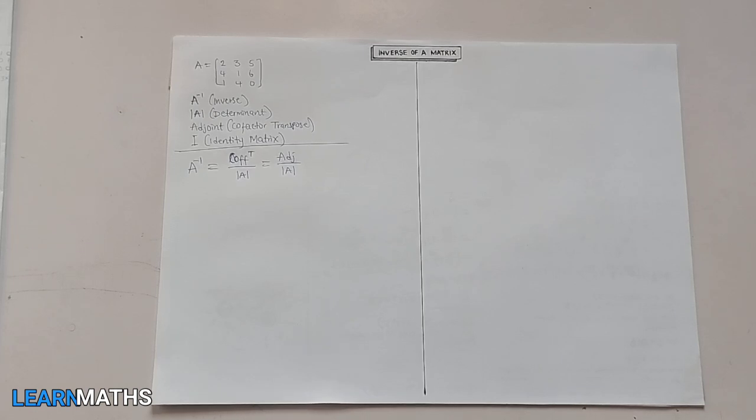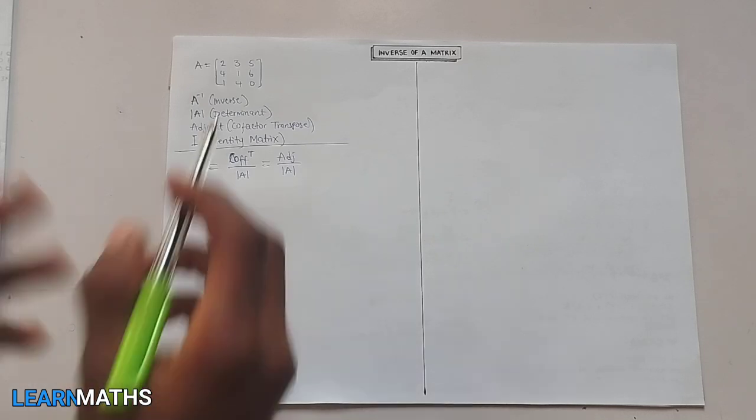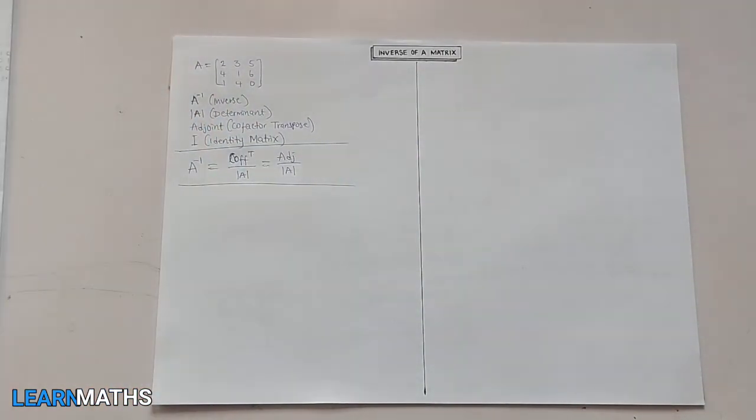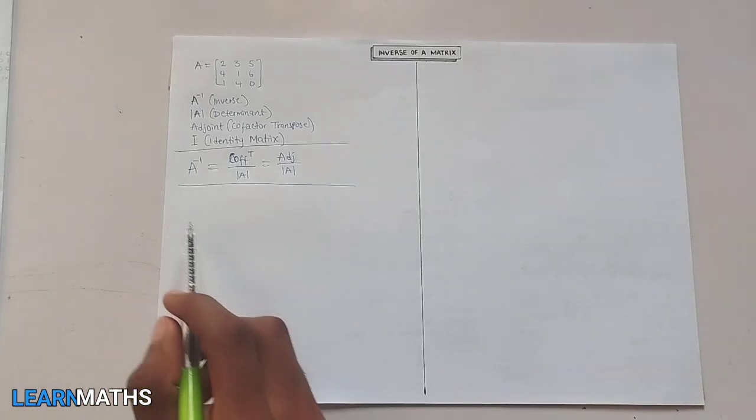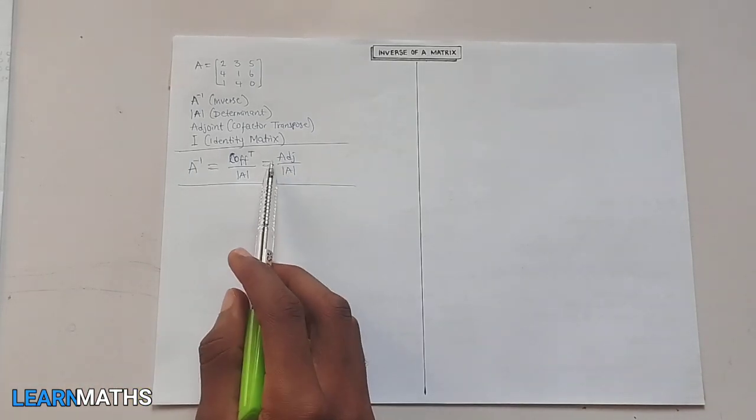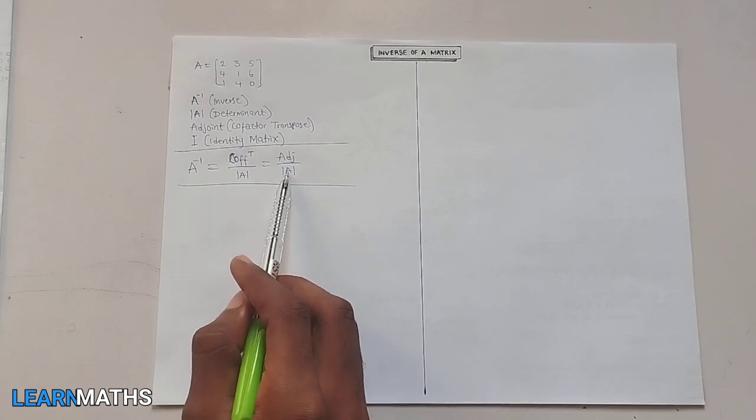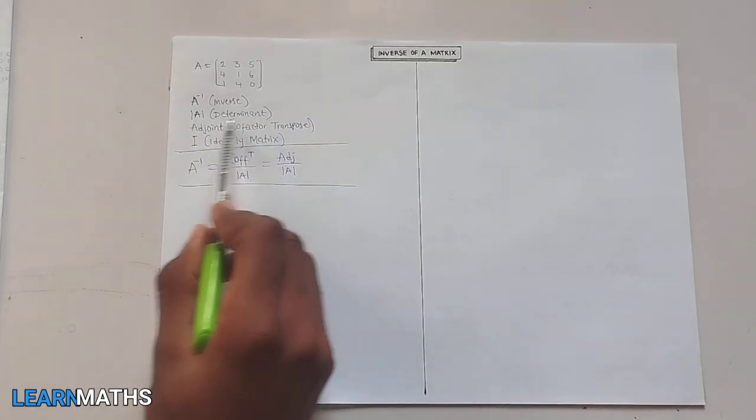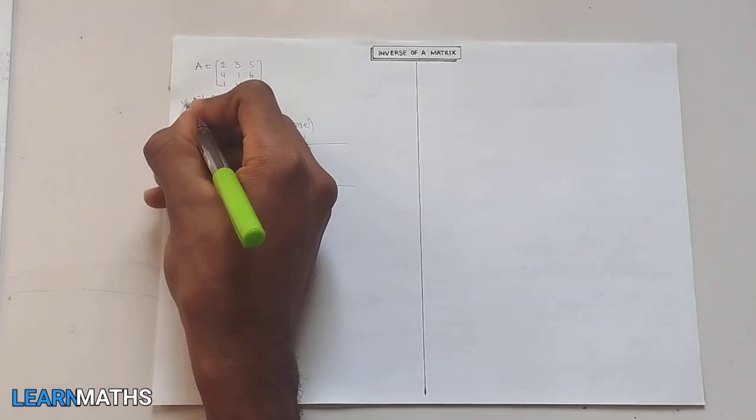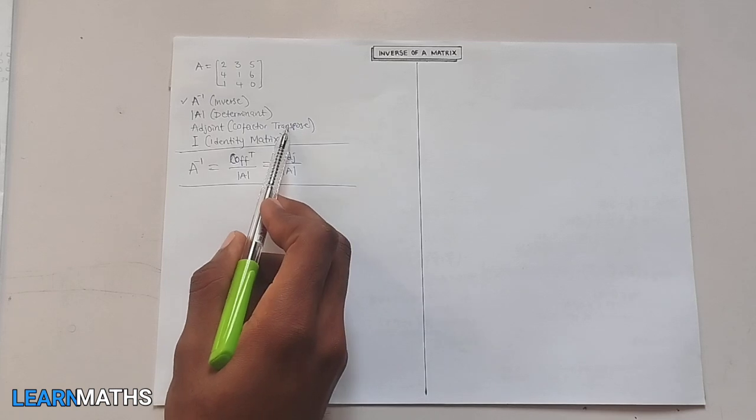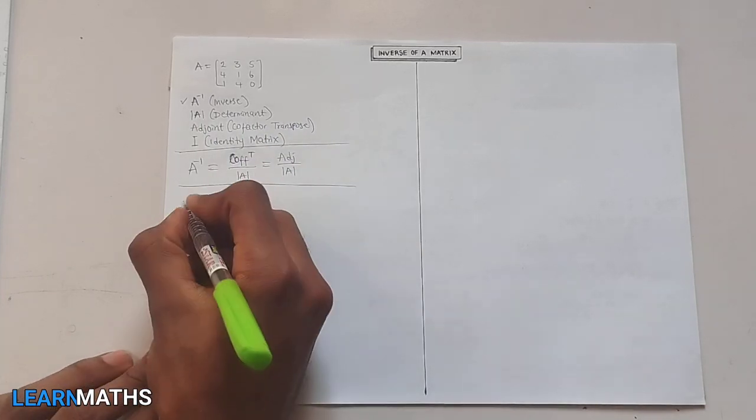All right, so let's find the inverse of this matrix A. As you can see, you need the adjoint and the determinant. So I'm going to start with the determinant of A. We want to get the inverse of this matrix, so we need the determinant and also the adjoint. All right, so let's start with the determinant of A.